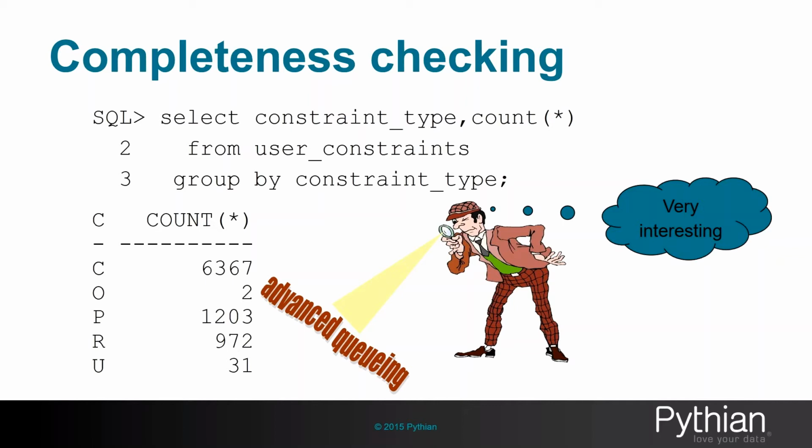And the U constraint, and I believe this is also the case in version 12c, is for the advanced queuing constraints that Oracle sets up during the advanced queuing setup.